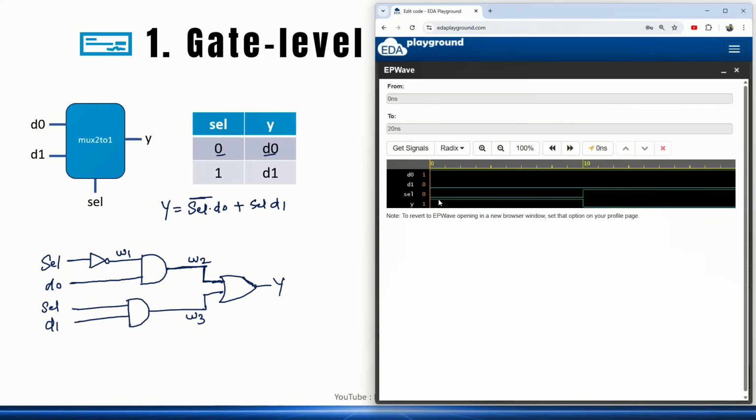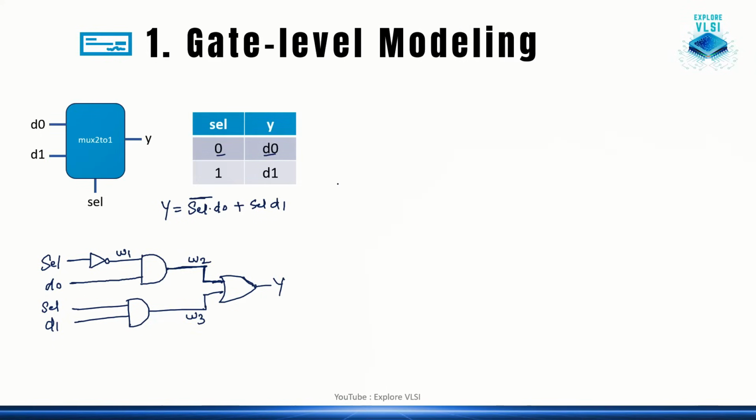So by looking at the select, if select is equal to 0, you can see D0 will be available at output. So Y is equal to 1. From here, after 10 time units, we have D0 is equal to 1 and D1 is equal to 0. Because select is equal to 1, D1 will be our output, right? This is how you can utilize the waveform viewer of the EDA Playground, and you can verify the input and output signals. This is a simple gate level modeling we have seen for the 2:1 mux.